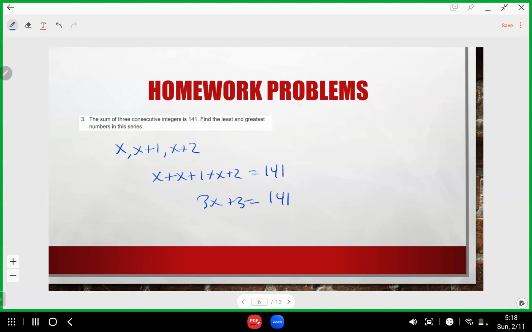So 46, 47, 48. If you add those together, you get 141. So x is going to be equal to what? 46? Yep. And then 46, 47, 48. Very good job. Very good job.